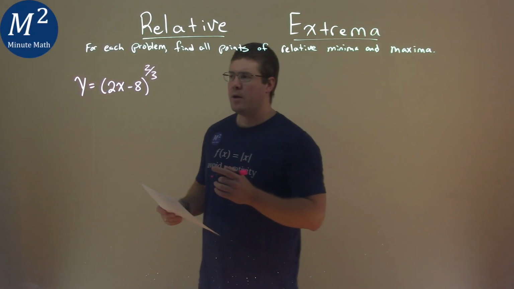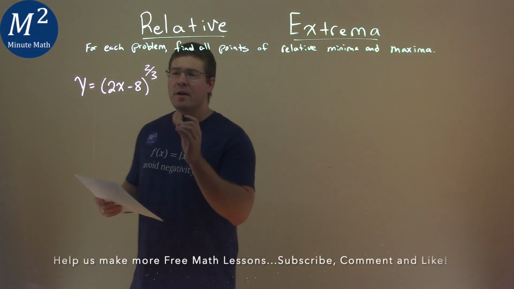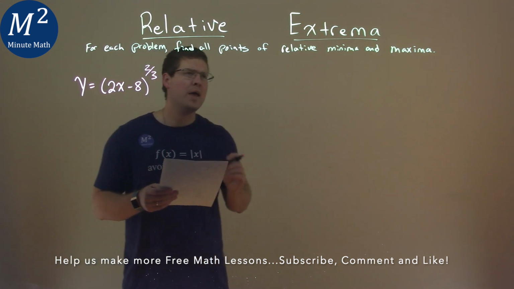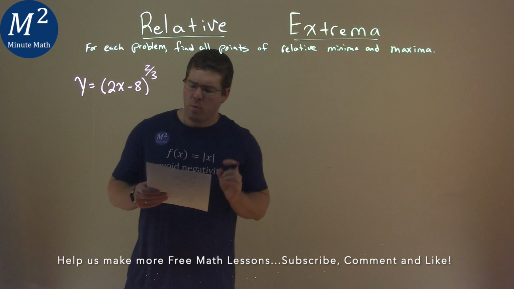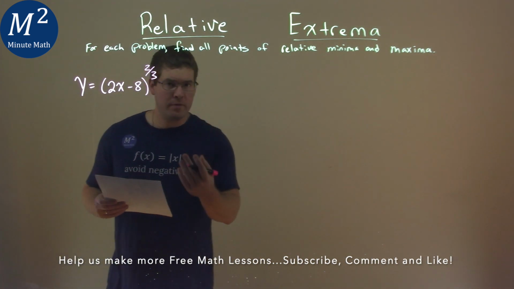We're given this problem right here, y equals (2x minus 8) to the 2/3 power, and we have to find the points of relative minimum and maxima. Well, we first need to find the derivative here.